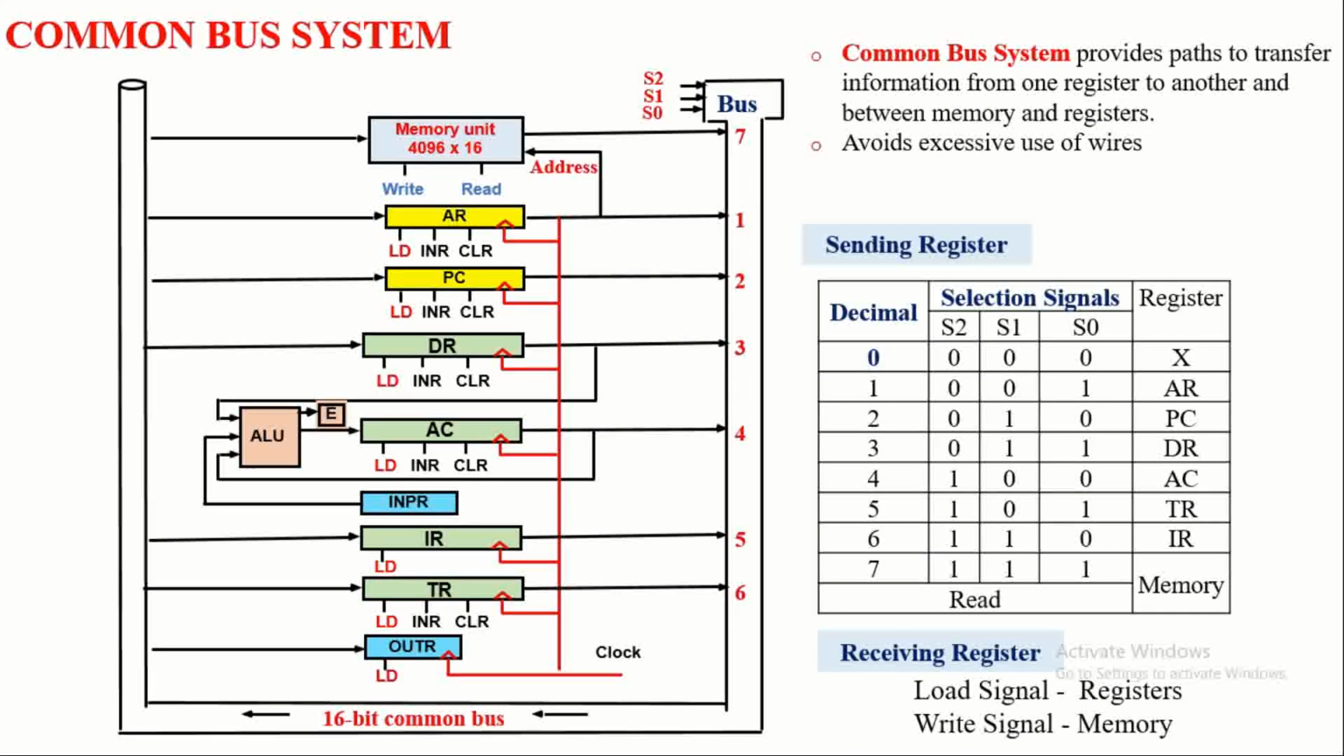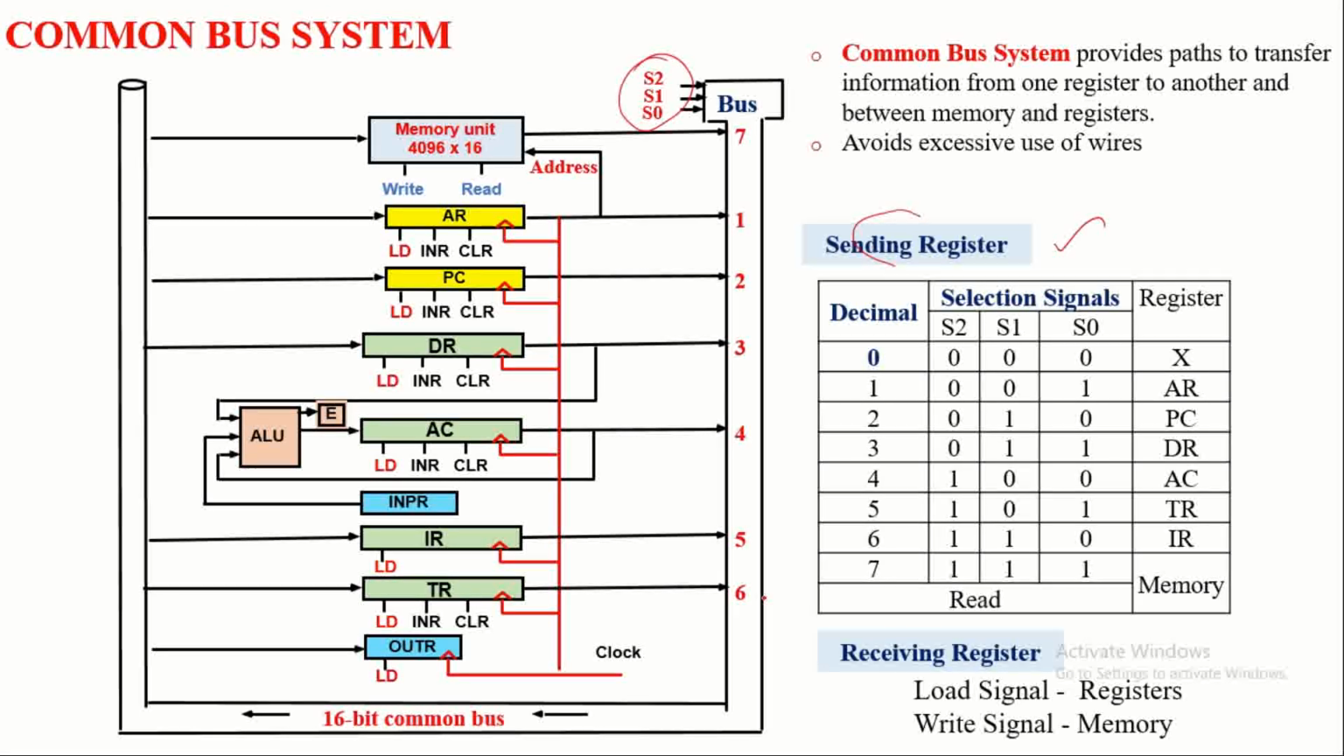Let us now discuss a very important point in the common bus system, that is, out of 6 registers and the memory unit, who has to transfer its information over the bus, and when the information is passed over the bus, who has to receive the information. That point is very important. The register that has to transfer its information over the bus is determined based on the selection signals of the bus.